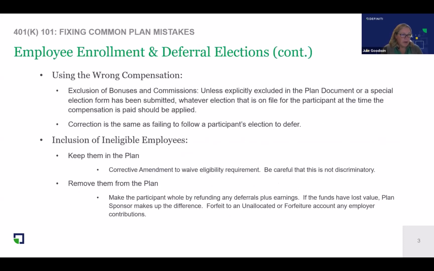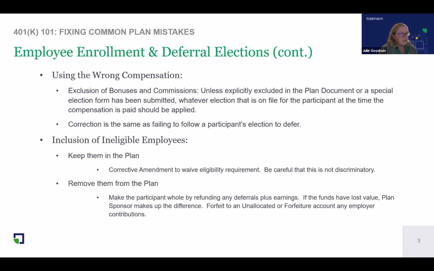Another item that comes up quite frequently, and again, this is going to be something that typically comes up in an audit. And when I say an audit, I'm talking about a larger plan that has an independent audit by an outside CPA firm. And that is the use of the wrong compensation. So typically most plans include all compensation except for compensation prior to being eligible for participation. Sometimes plans choose to exclude bonuses or commissions, and that's allowable. You can do that. You can choose to exclude those types of compensation.